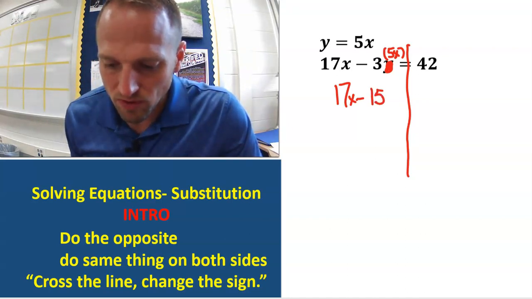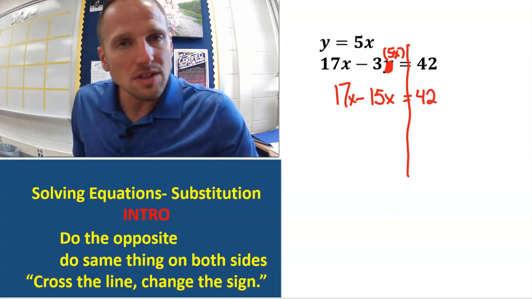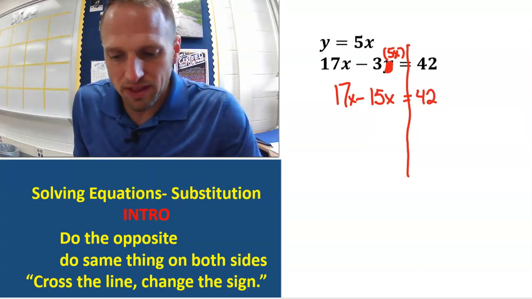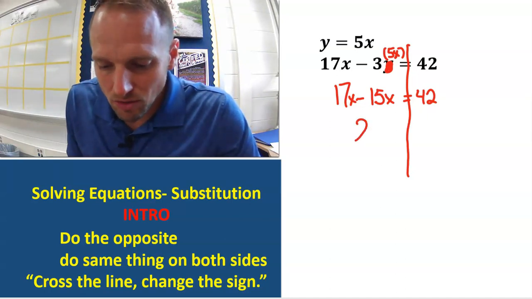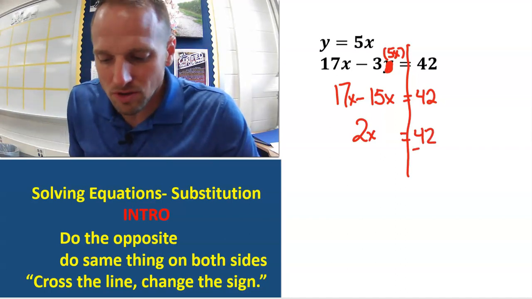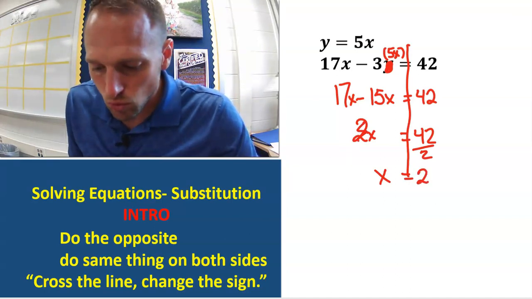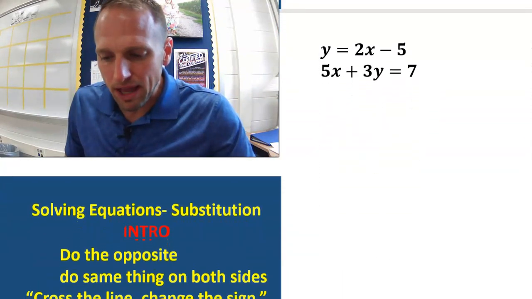So 17x minus 15x equals 42. Let's simplify that by combining like terms: 17x minus 15x is just 2x equals 42. Last step, just divide that 2 over, and x is going to be equal to 42 divided by 2, which is 21. All right, so you see, it's really not all that bad.